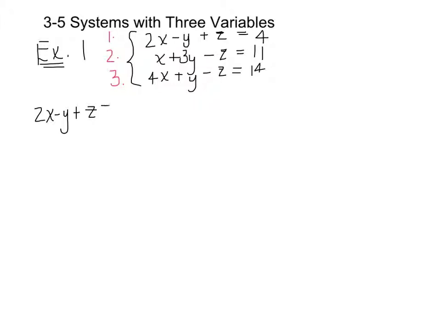And make sure you write it correctly now. And then row 3. And I'm going to add those two rows together because the y's will cancel. But look, so do the z's. So then you have 6x equals 18. So x is 3.